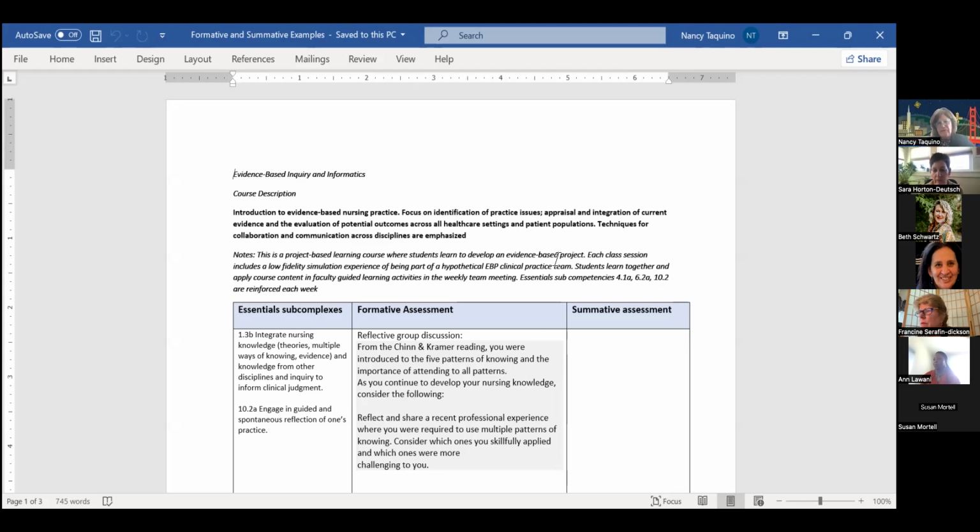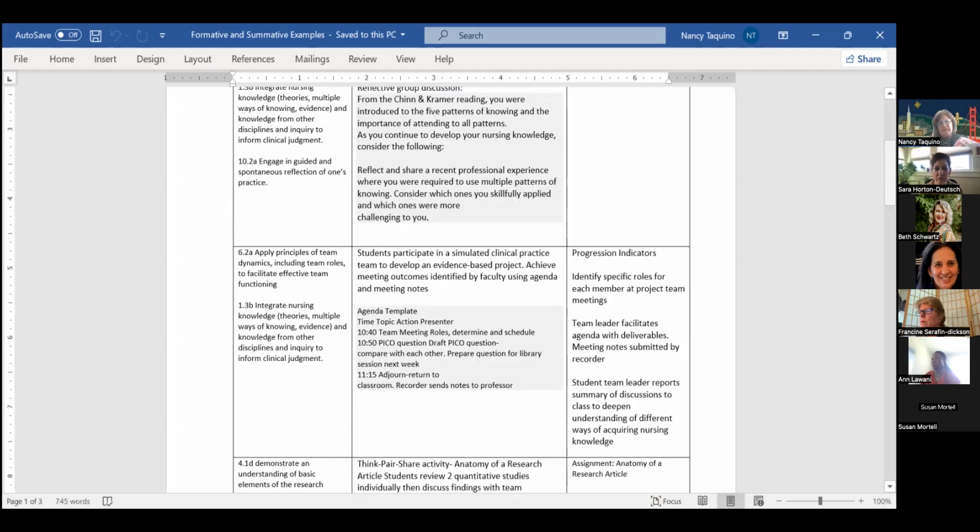And so I've considered this a formative assessment, where they have a group discussion and talk about the five patterns of knowing from Chinn and Kramer. Then they reflect on a recent professional experience where they had to use multiple ways of knowing. I didn't consider that graded. It's part of a discussion that we have in the classroom, and so I felt that that was formative.